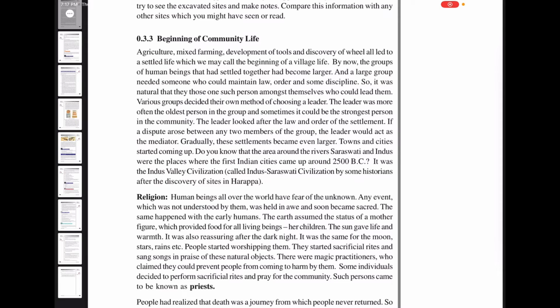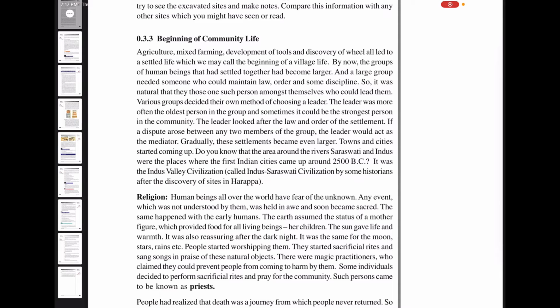Beginning of community life. Agriculture, mixed farming, development of tools, and discovery of the wheel all led to a settled life, which we may call the beginning of village life. By now, the groups of human beings that had settled together had become larger, and a large group needed someone who could maintain law and order and some discipline. So it was natural that they chose one such person amongst themselves who could lead them. Various groups decided their own method of choosing a leader.